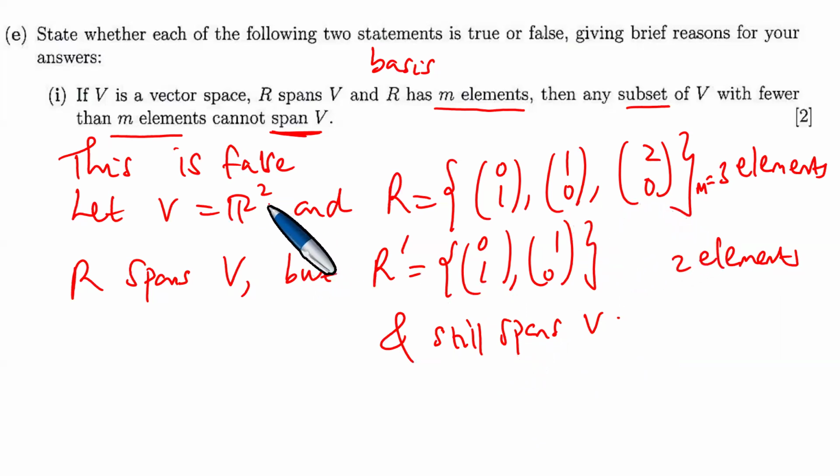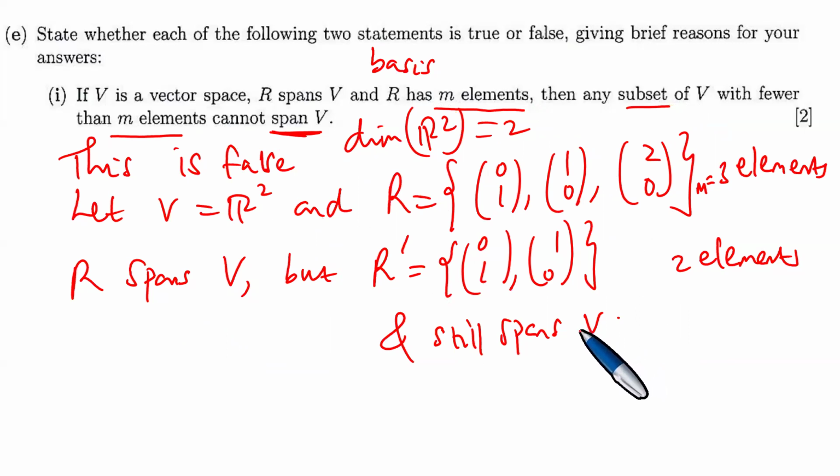Okay, because this example of R2, the basis must have 2 elements because R2 is of dimension 2 by definition. Okay, so R2 has dimension 2, but now if you put 3 elements, so you can have M elements, then any subset of V with fewer than M elements, so you take now a subset that is fewer than 3 elements, yet this one still spans V. It still spans V. So in other words, this claim itself is false because these bases can be extended.